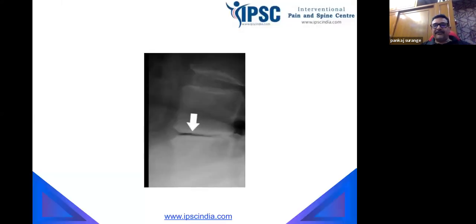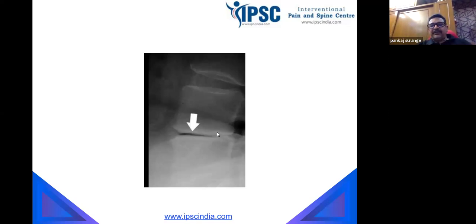So on X-rays, we can identify the disc degeneration. How do we identify it? There will be disc space narrowing. At times, we may see some gas inside the disc, which is a sign of degeneration. This gas is basically nitrogen gas which gets accumulated because of the degenerative process.